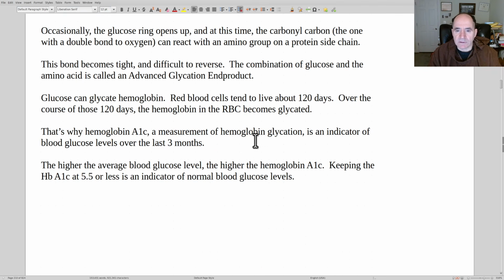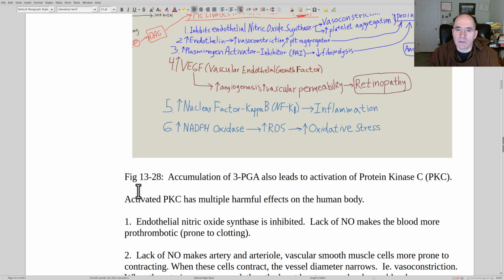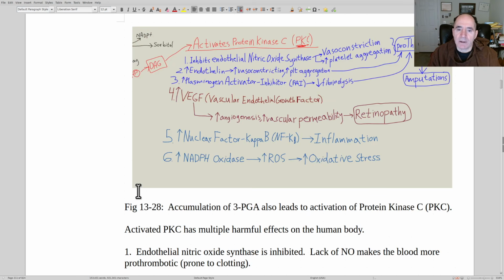Typically, red blood cells live about 120 days, so the hemoglobin A1C measurement of hemoglobin glycation in the blood is an indicator of overall blood glucose control for the past 3 months. And ideally, you'd like to have it below 5.5 or less in a normal, healthy person, non-diabetic or pre-diabetic.